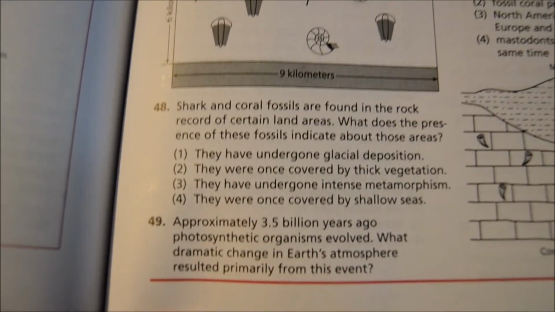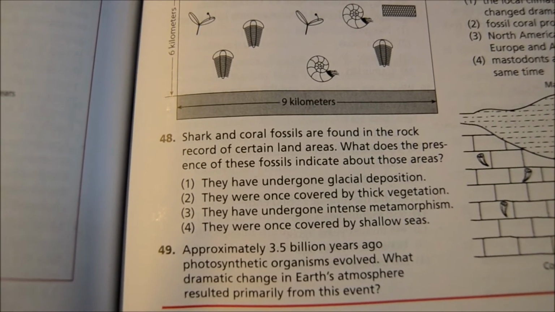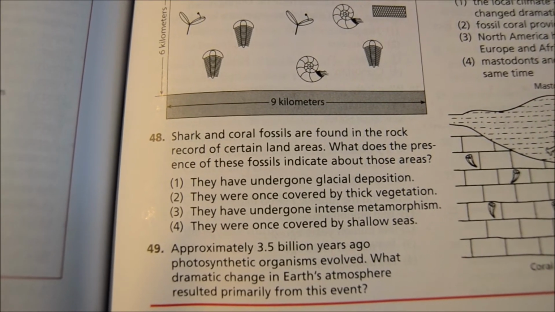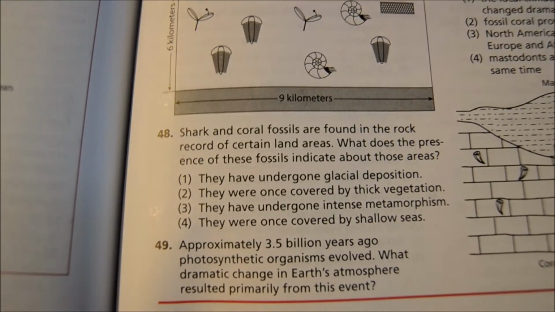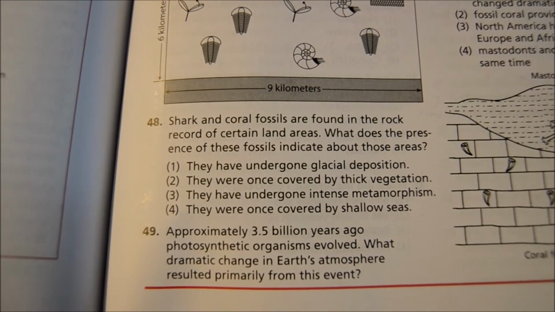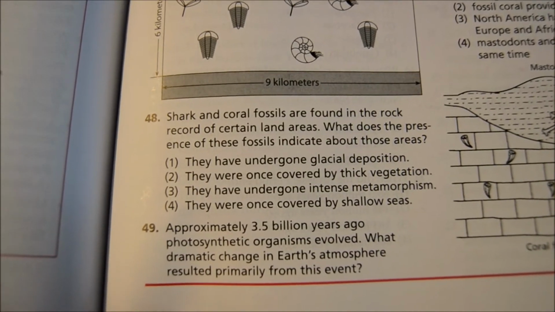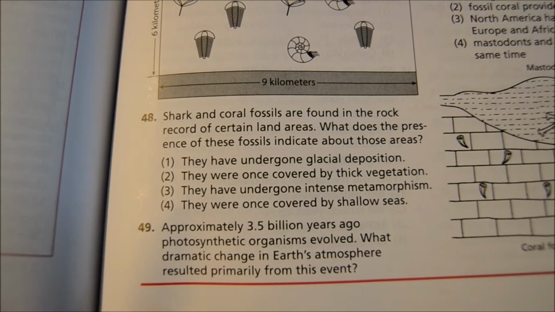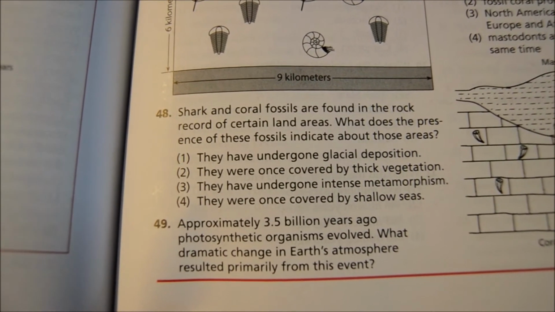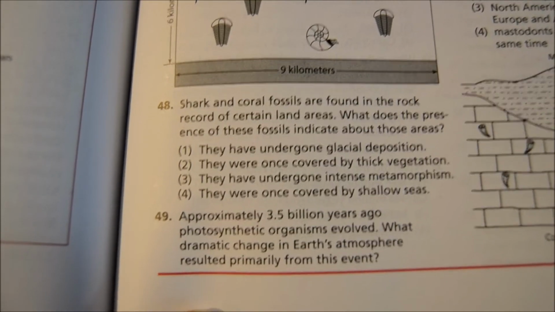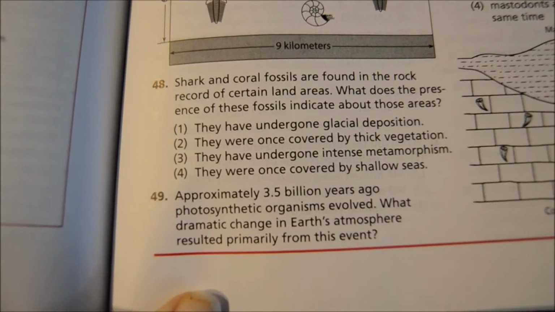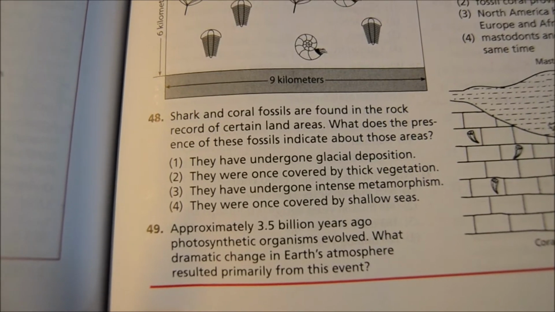Question 48. Shark and coral fossils are found in the rock record of certain land areas. What does the presence of these fossils indicate about those areas? Well, the only place where we find shark and coral nowadays is in water. So the assumption is that back then it was the same thing. So your answer is going to be number 4, were once covered by a shallow sea.